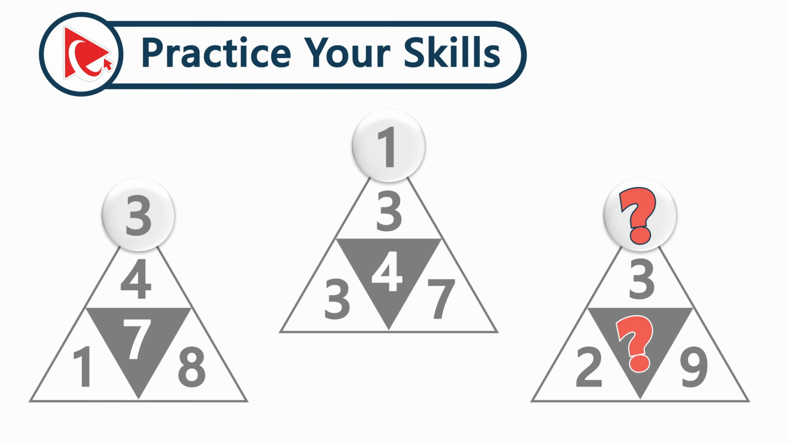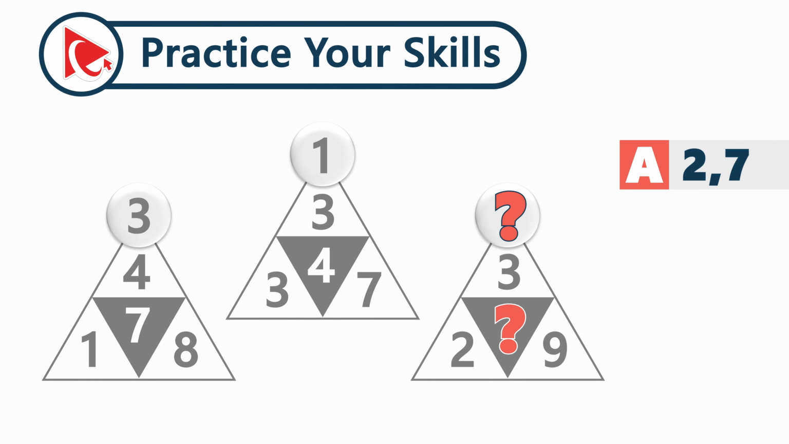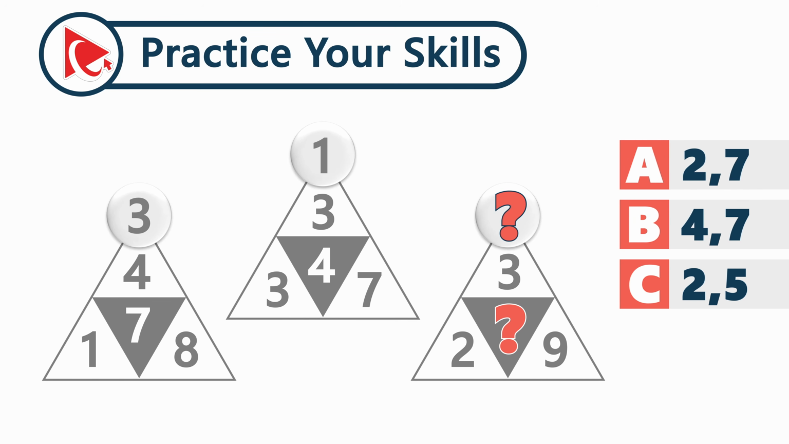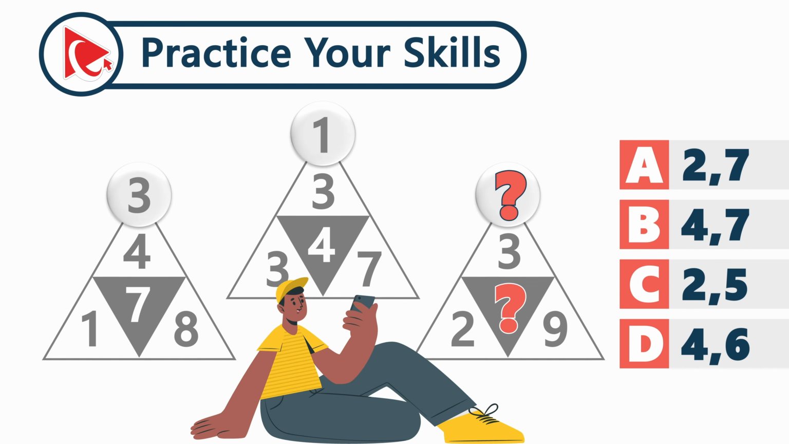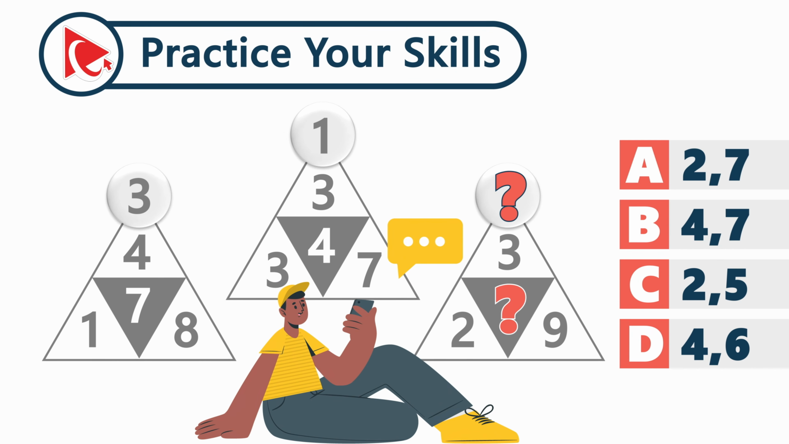2 numbers are missing. You need to detect the pattern, calculate the missing numbers, and select your answer out of 4 possible choices. Choice A, 2 and 7, choice B, 4 and 7, choice C, 2 and 5, and choice D, 4 and 6. Once you've determined your answer, post it in the comments and I'll give you my feedback. Good luck with this intriguing challenge.